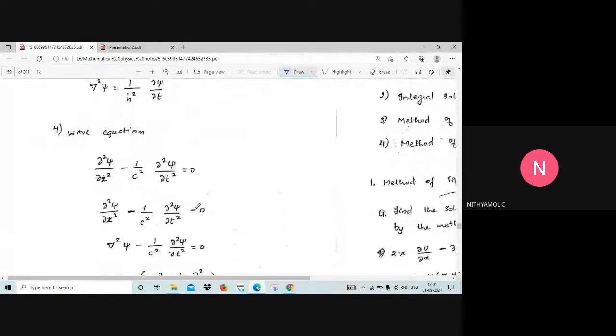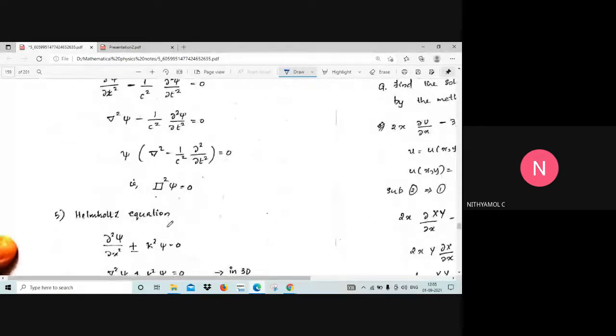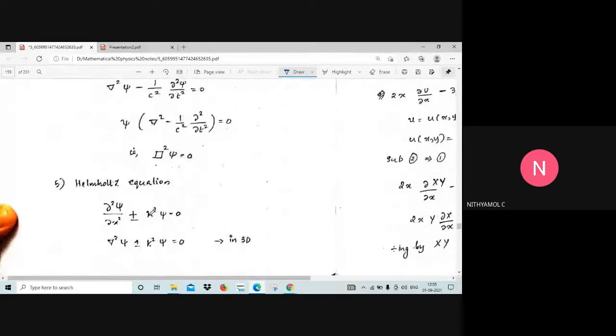And Helmholtz equation. In the one-dimensional case, dou square psi by dou x square plus or minus k square psi is equal to 0. Or in three-dimensional, del square psi plus or minus k square psi is equal to 0.